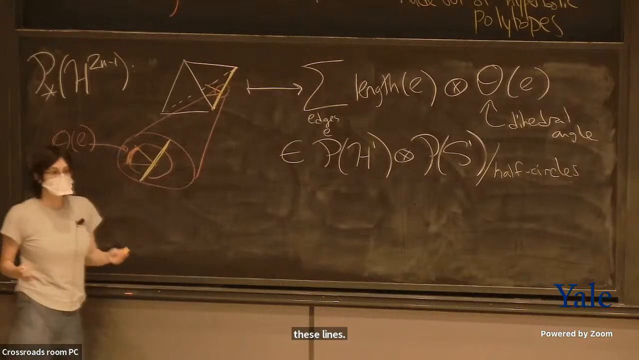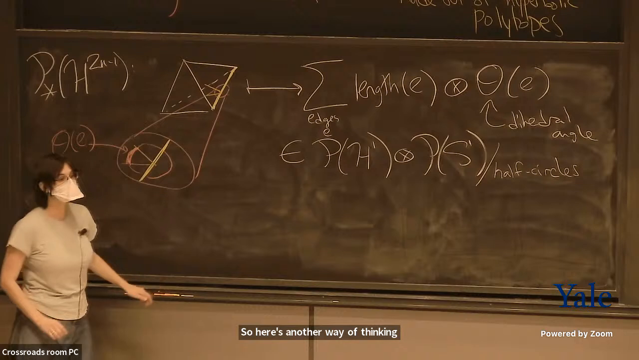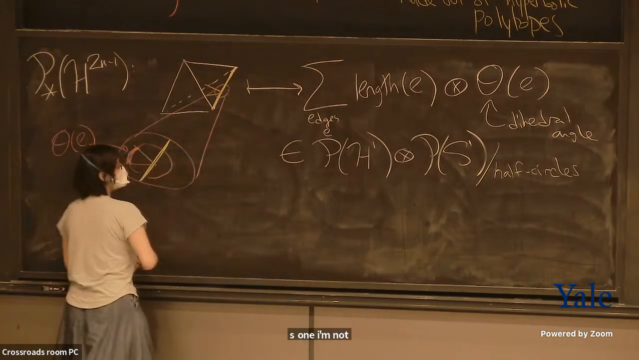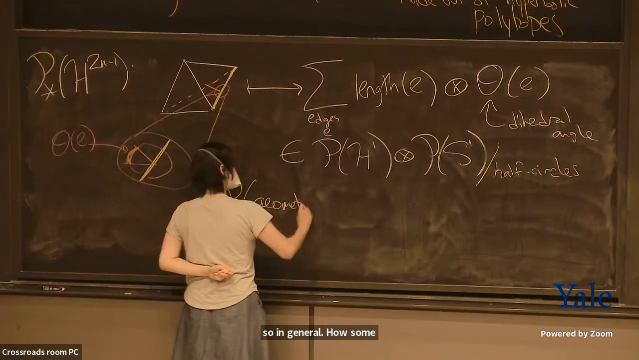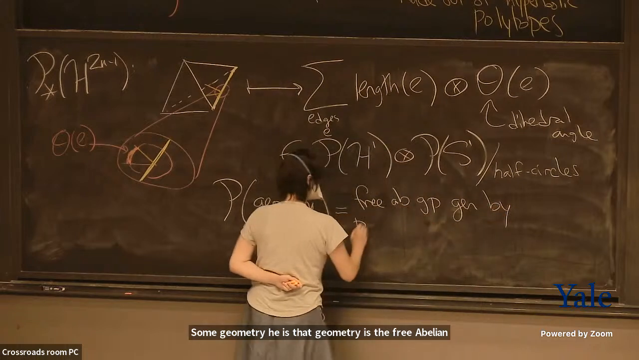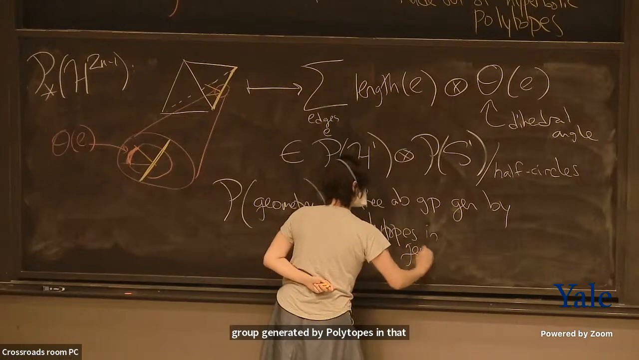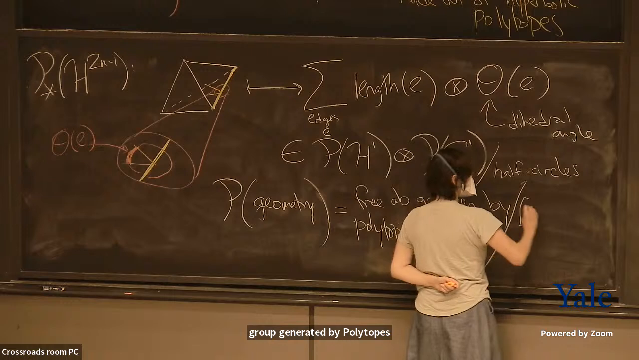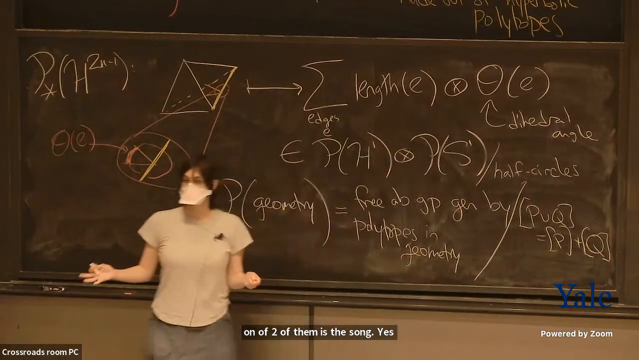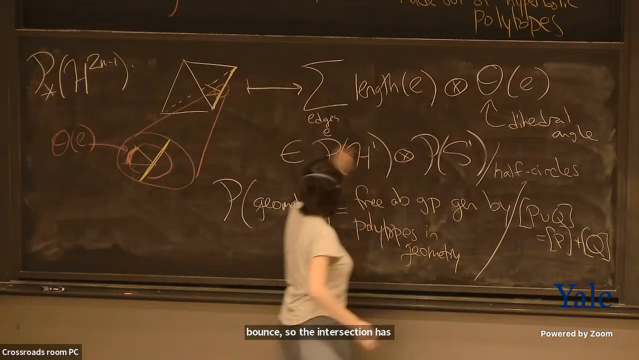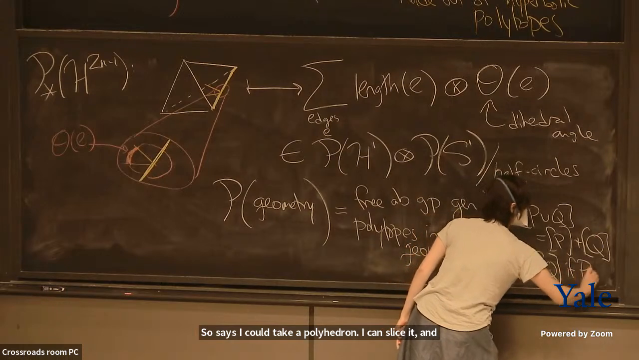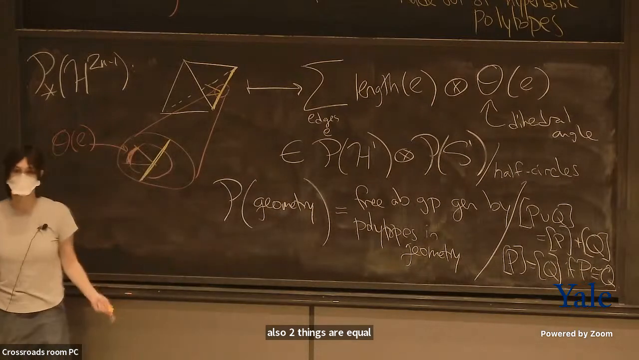So here's another way of thinking about this. That's a good point. I should say what these are. In general, if you have some geometry, P of that geometry is the free abelian group generated by polytopes in that geometry, modulo two relations. First off, the union of two of them is the sum if they only intersect on the boundary, so the intersection has measure zero. So I can take a polyhedron and slice it. And also, two things are equal if they're congruent. So it doesn't matter if I move a polyhedron, it's the same generator.